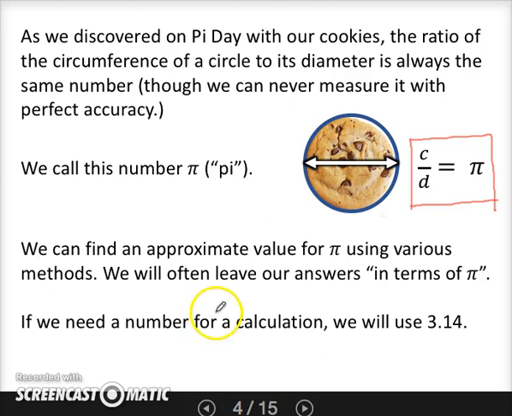We can find an approximate value for pi using various methods, both mathematical and by using precise measuring tools. We will often leave our answers in terms of pi, meaning that when we do a problem, we'll come up with an answer, for example, like 6 pi, and we won't plug that into our calculators and try to find a value. If we need to plug in a number for pi, like when we're doing an application problem, we'll use the number 3.14.